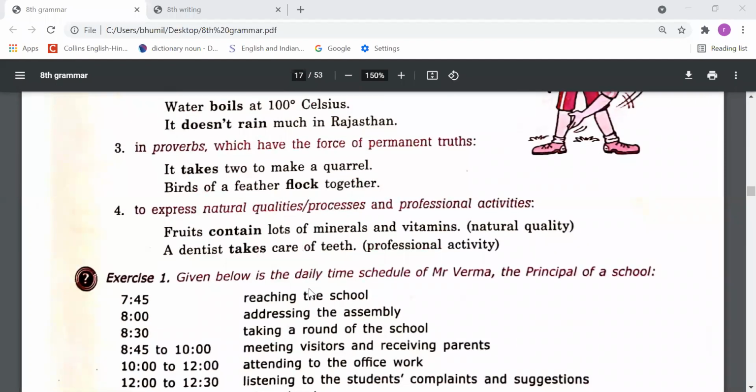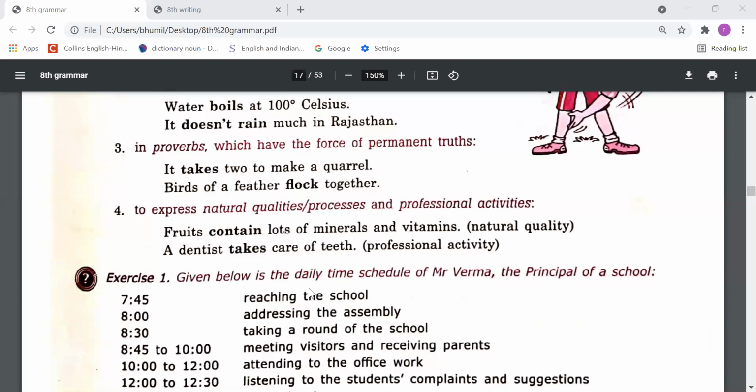Point number four, to express natural qualities, processes and professionals' activities. In that case also, we should use simple present tense, like fruits contain lots of minerals and vitamins, a natural quality. So in that case also, we should use simple present. A dentist takes care of teeth, a professional activity.